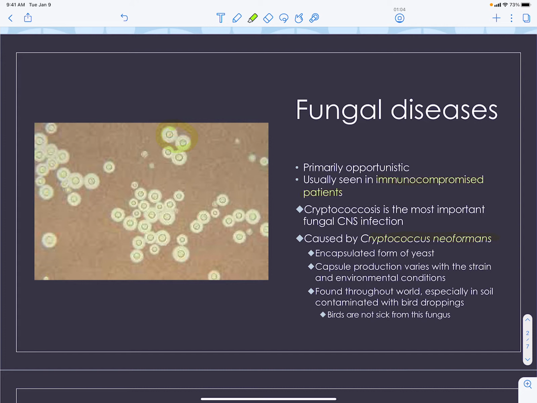The capsule is going to be part of the yeast life cycle, and you're going to be exposed to this from the environment. This fungal agent is found worldwide and is going to be especially found in soil with bird dropping contaminations. Birds are going to take in the fungus, but they do not get sick from it, and they simply excrete it. And again, a healthy individual will come in contact with Cryptococcus neoformans and be able to eliminate it just fine.